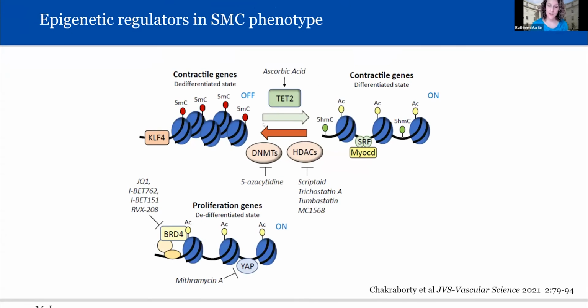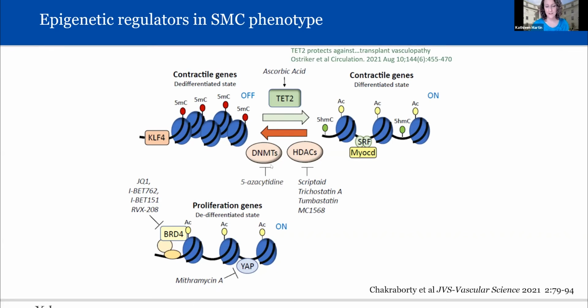And so, as we've shown, TET2 promotes this open, active state at contractile genes. We've more recently shown that ascorbic acid, or vitamin C, is a co-activator for TET2. And this allows us to enhance TET2 activity and help protect from transplant vasculopathy, this other model of intimal hyperplasia.